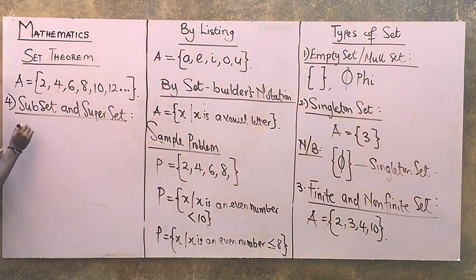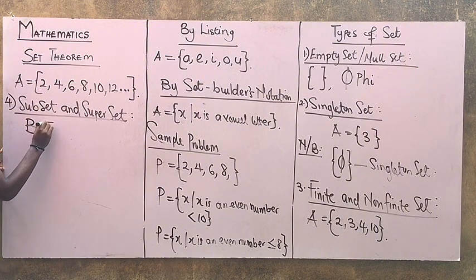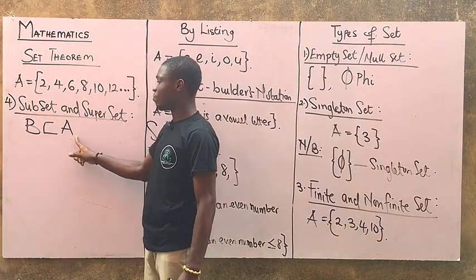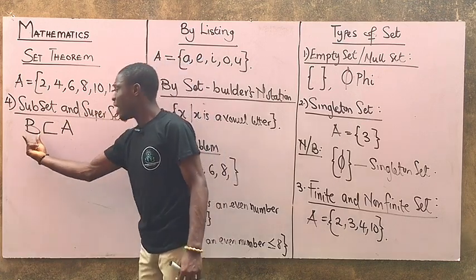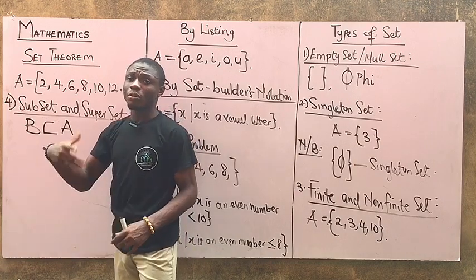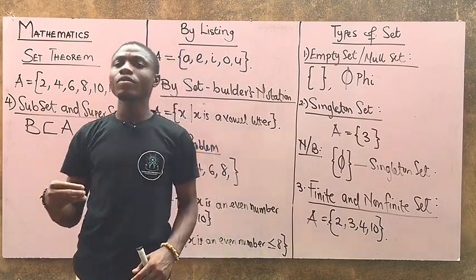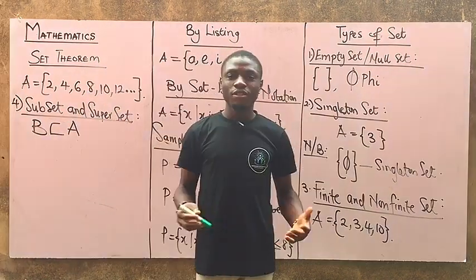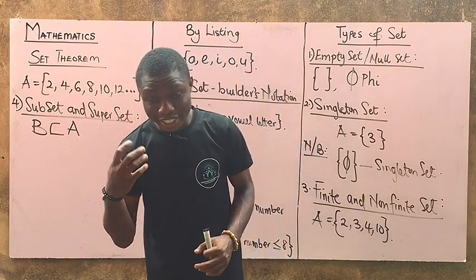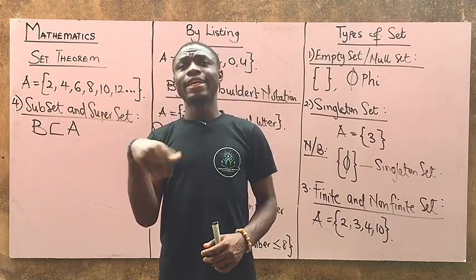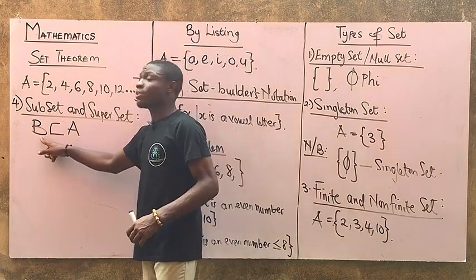Which is written as B subset of A. This is simple for subset. I'm saying B is a subset of A. Why? Because all the elements in B can be found in A. For a superset, the idea is quite simple. If all the elements in B are contained in A, it means that B is a subset of A.